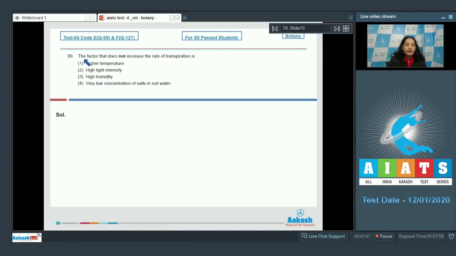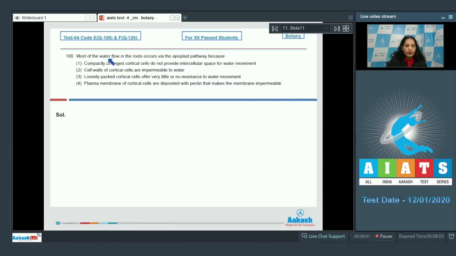Question number 99. The factor that does not increase the rate of transpiration is. Rate of transpiration means loss of water, which is increased by high temperature, of course. High light intensity, yes. High humidity, no. Because when there is high humidity in the atmosphere, then loss of water will be decreased. There will be lesser transpiration. So, it is not correct. Fourth, very low concentration of salts in soil water, it will also promote. So, the correct option for the given question is option number 3. Let's move to the next question.